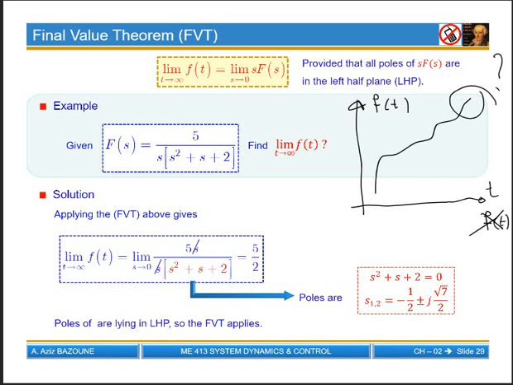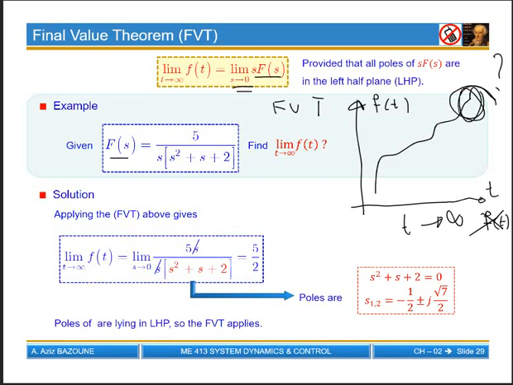The final value theorem says that instead of calculating this when t goes to infinity, just take the limit of s F of s. Take F of s, the Laplace transform of f of t, multiply it by s, and then take the limit when s goes to 0. This will give you exactly this one. And this is called the final value theorem, FVT. The limit of f of t when t goes to infinity is exactly the same as the limit of s F of s when s goes to 0.